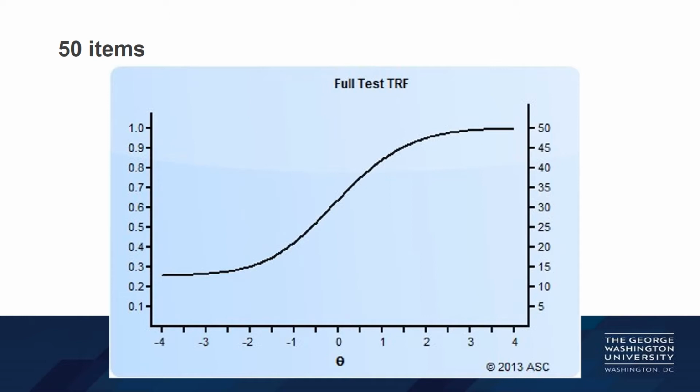Here's a full test characteristic curve. This is for 50 items. In practice here, we see that it approaches people getting about 50 items correct. If theta is 3, you're probably getting about 49 items correct. And if you have a theta value of about -1, maybe you're getting less than half the items correct.